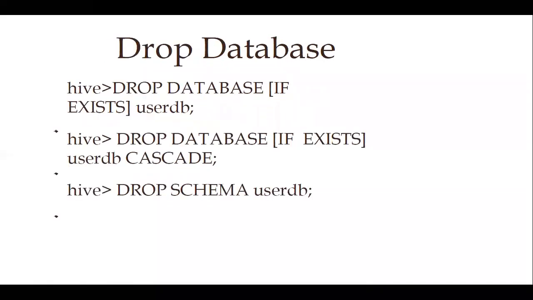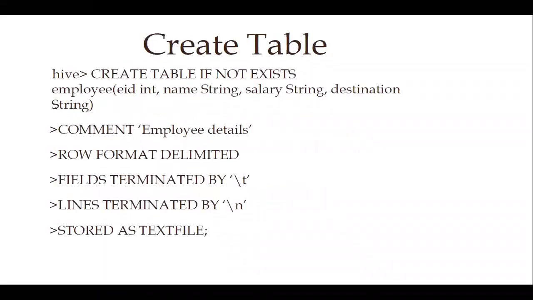And then dropping the database: drop database. If the database is available, it is going to drop. And then drop database user DB cascade. Suppose your database is connected with other tables or other databases, you would have to drop them one by one. Using cascade handles that. And drop schema user DB. If you want to totally drop the schema, you can use this particular command.